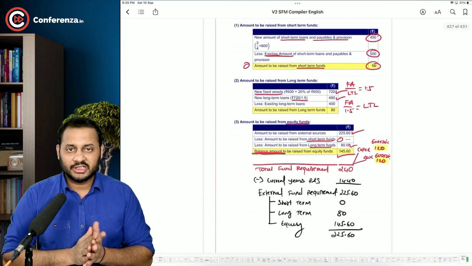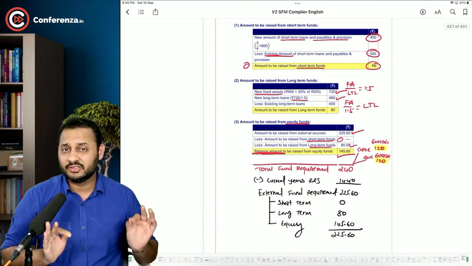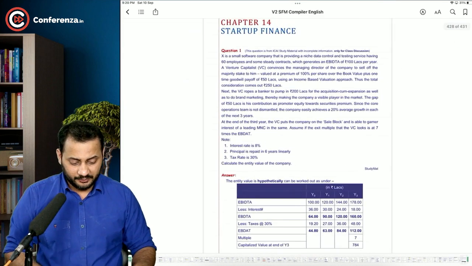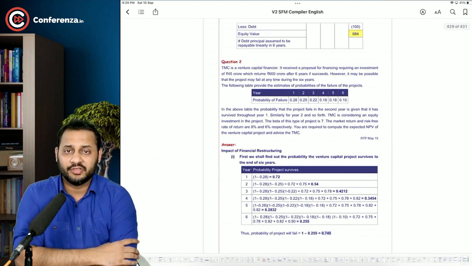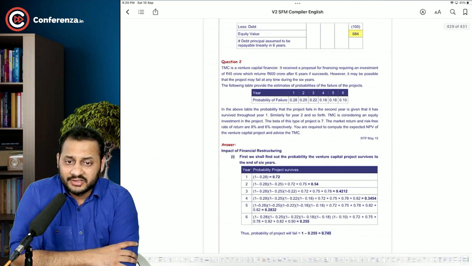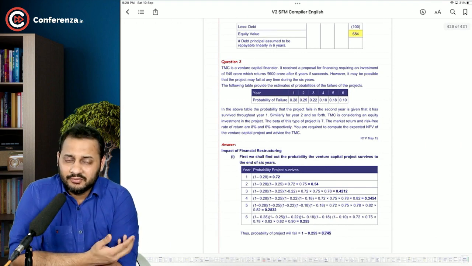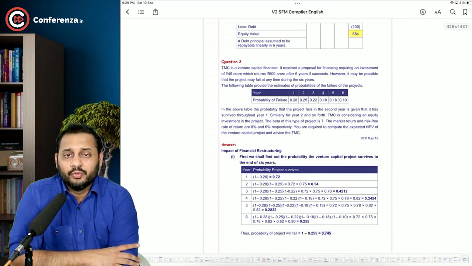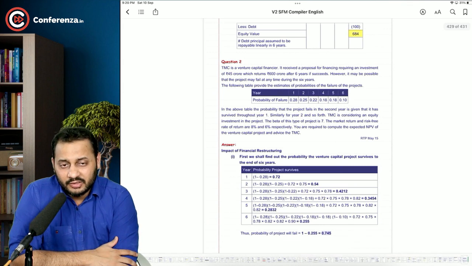So with this, we end this chapter of mergers, acquisition, and corporate restructuring. Practically speaking, we have finished the fast track batch here. The last chapter, that is startup finance, there are 2 questions. In the next lecture, I am going to finish this easily in like half an hour maximum, and then I will suggest you a couple of things which you need to make sure that you go through the revision very well, and then we are going to say bye bye to each other. It's a very long journey that we have covered.